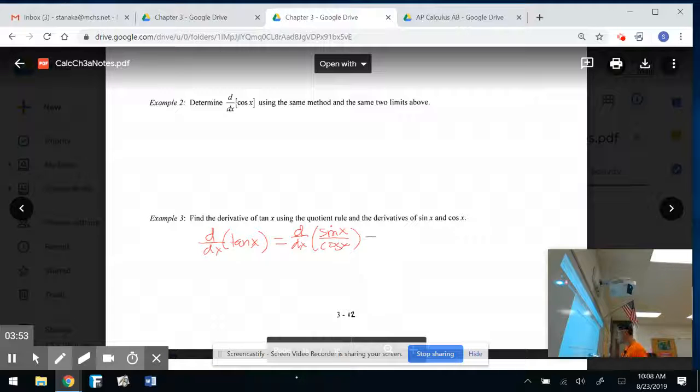Now, oh snap, that's a quotient. Sweet. So let's do the little derivative of a quotient would be low.